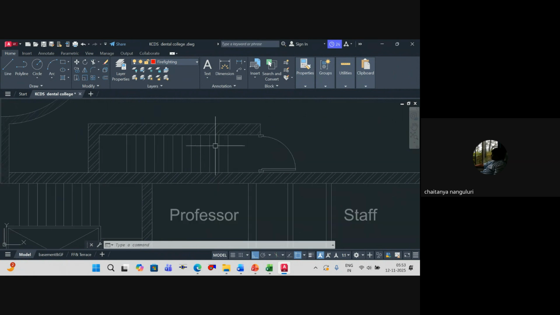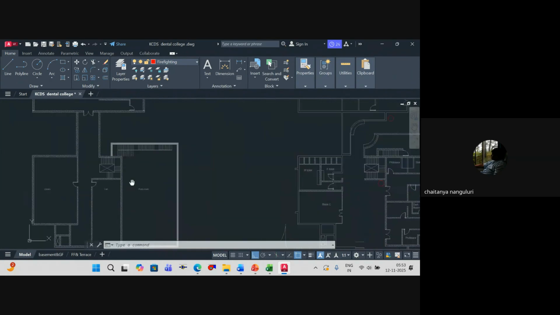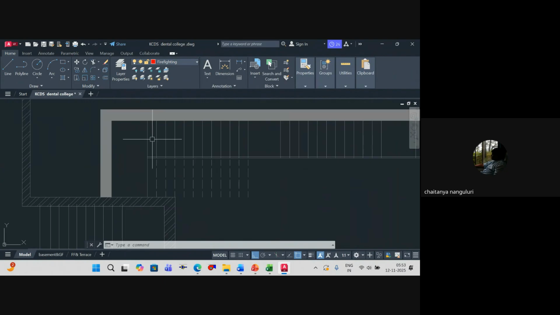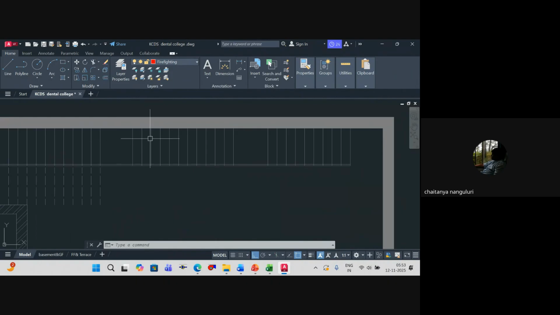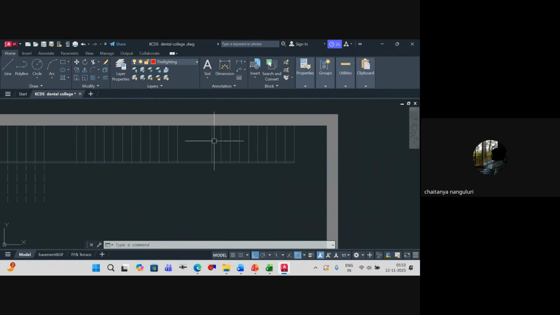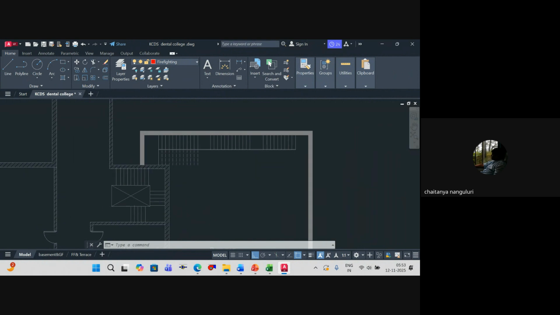Generally, yes. So 1, 2, 3, 4, 5, 6, 7, 8, 9, 10, 11, 12, 13, 14, 15, 16, 17, 18, 19, 20, 21, 22, 23, 24, 25, 26, 27, 28, 29, 30, 31, 32, 33, 34, 35, 36, 37, 38, 39, 40, 41, 42, 43, 44, 45. 45 steps are there totally.